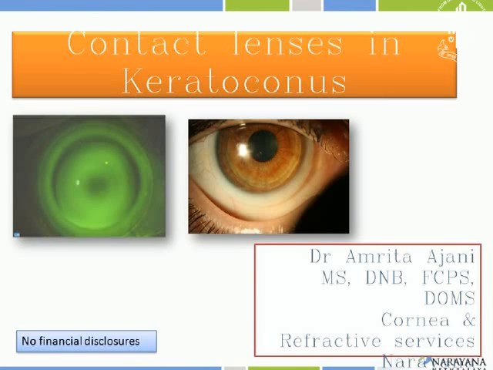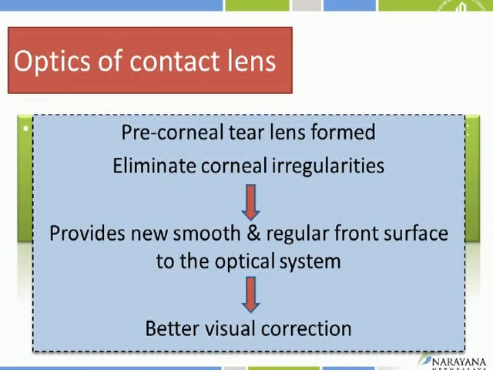I will be taking you through a quick overview of contact lenses in keratoconus. This kind of a basic understanding is required by every ophthalmologist who deals and treats keratoconus patients. What are the three basic objectives of contact lens fitting? You want to cause minimal physical trauma to the cornea, you want a stable visual acuity, and of course, you want wearing comfort. So what are the optics of using a contact lens?